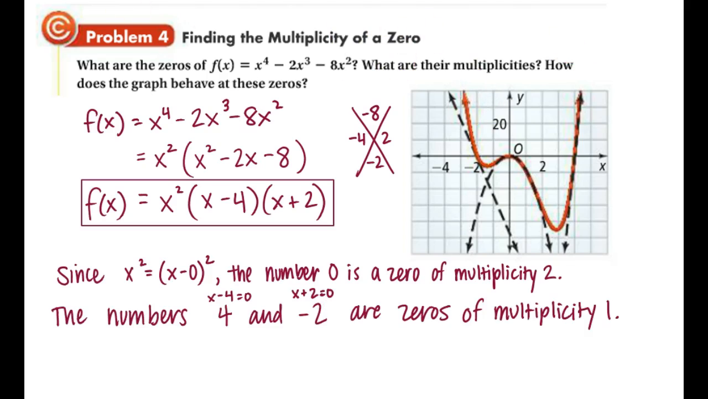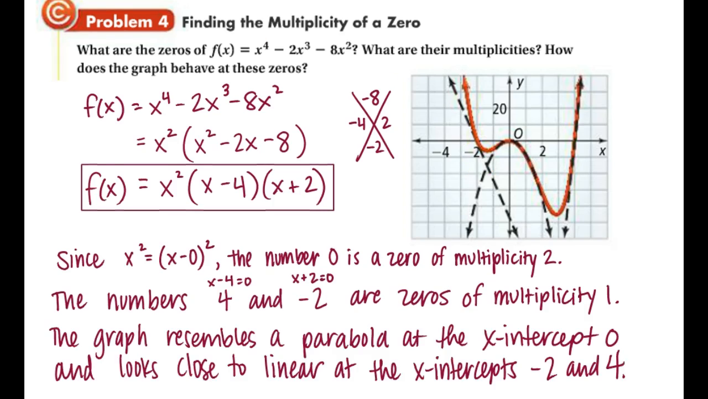When setting x minus 4 equal to 0, I get 4, and when setting x plus 2 equal to 0, I get -2. The numbers 4 and -2 are zeros of multiplicity 1 because they occur only once. And you can see at the graph at those two zeros, the curve resembles a linear function because the curve is just going through the x-axis once there. So like we just discussed, the graph resembles a parabola at the x-intercept 0 and looks close to linear at the x-intercepts -2 and 4.